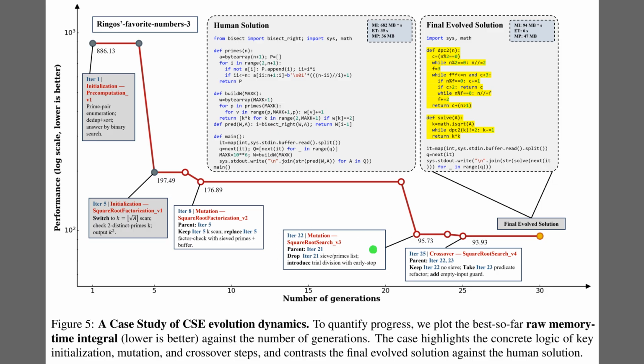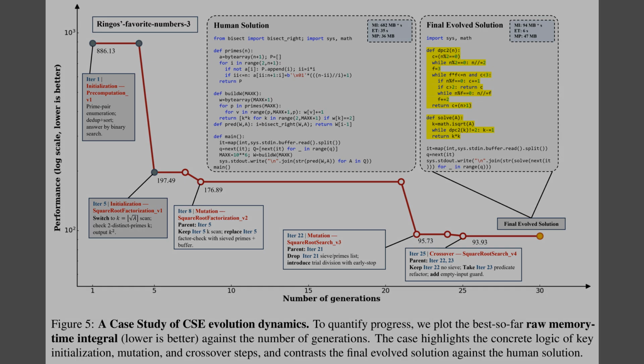As evolution continues, targeted mutations at iteration 22 further optimize the logic. The result is visible on the right. The final evolved solution is far more compact than the human reference code in the middle, slashing the memory integral score from nearly 700 down to just 94.